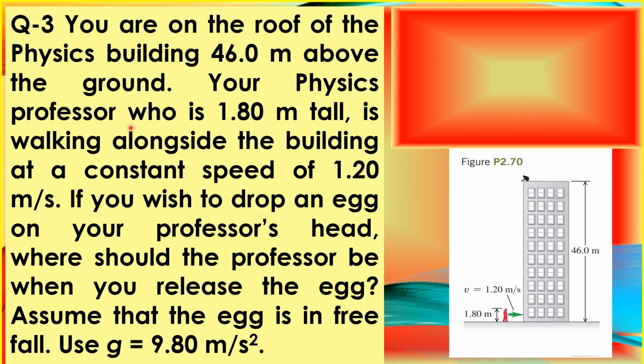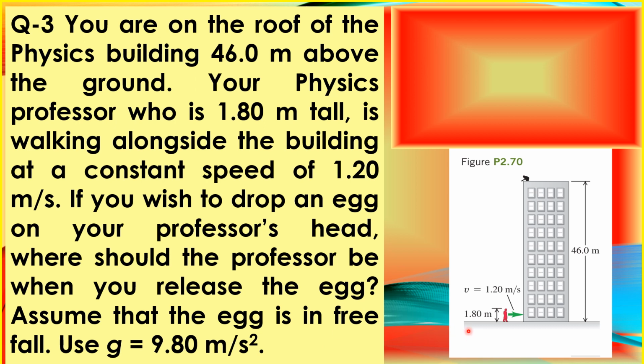Your physics teacher or professor, who is 1.80 meters tall, is walking alongside the building at a constant speed of 1.20 meters per second. If you wish to drop an egg on your professor's head, where should the professor be when you release the egg? Assume that the egg is in free fall. Use the value for g equal to 9.80 meters per second squared.